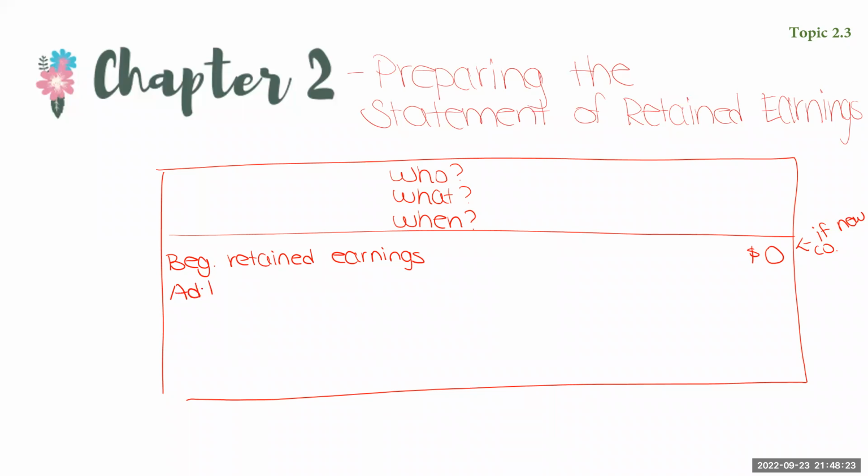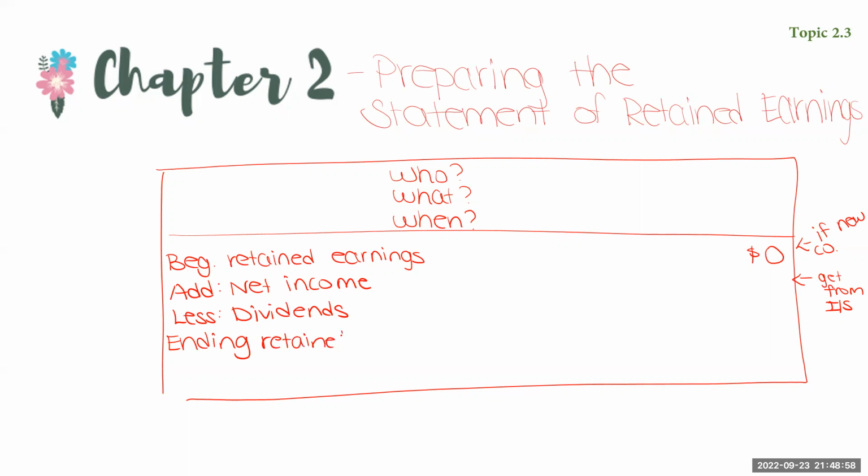We said this retained earnings balance is increased for net income. Right, you're going to get that from the income statement that you prepared beforehand. And you're going to subtract dividends that were paid to the stockholders. Then, after adding and subtracting respectively, you're going to get your ending retained earnings balance. And that's all there is to it.